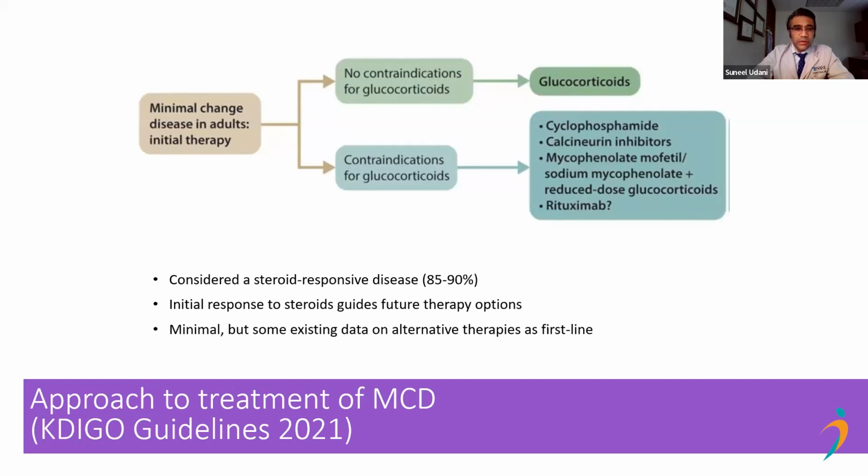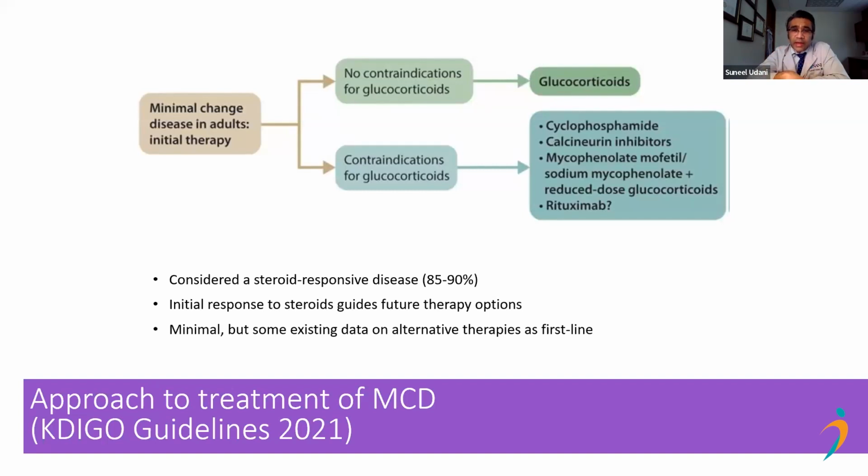Minimal change is still considered a steroid-responsive disease, and the initial response to steroids guides future therapy options. There's some data on alternative therapies as first line. You can see here, if someone has no contraindication to steroids, that's really the first line. If they have an absolute contraindication, you can use an alternative agent. Calcineurin inhibitors, tacrolimus and cyclosporine, have the most data as a steroid alternative. Rituximab, you see there is a question mark. It has been looked at as a first line agent.